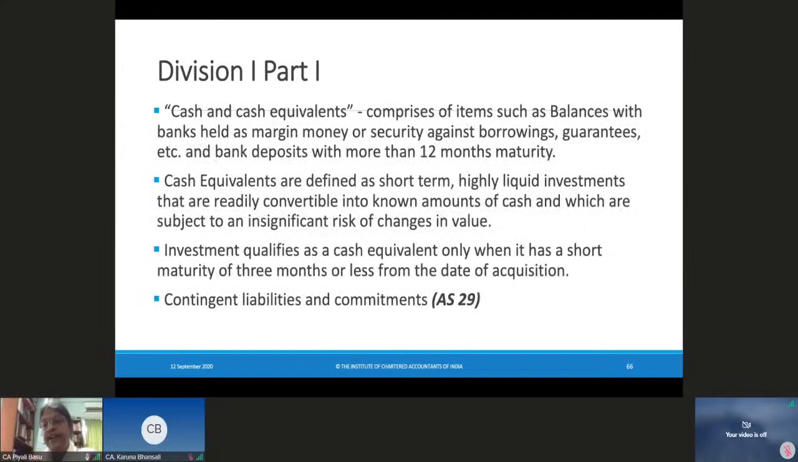Long-term borrowings, so non-current liabilities. Under the non-current liabilities, what are the components? The long-term borrowings, the deferred tax liabilities, net. It can be a deferred tax asset also, but we are talking here about the case where the deferred tax liability, net of asset, is more, which should be under the non-current liabilities. Then other long-term liabilities and long-term provisions. So what are these? Let's look into that.